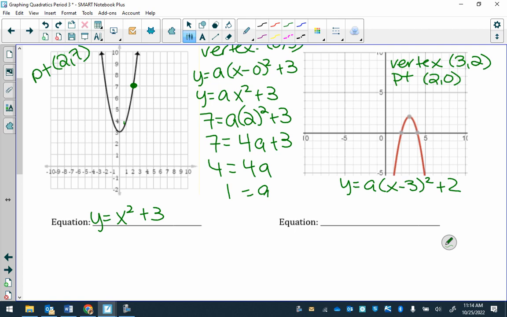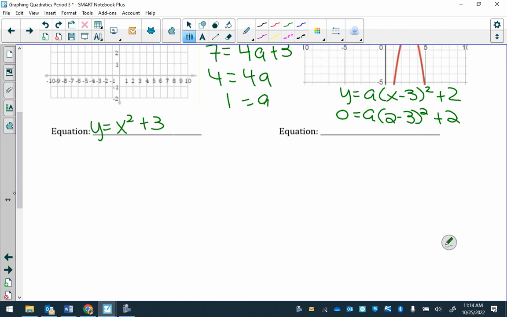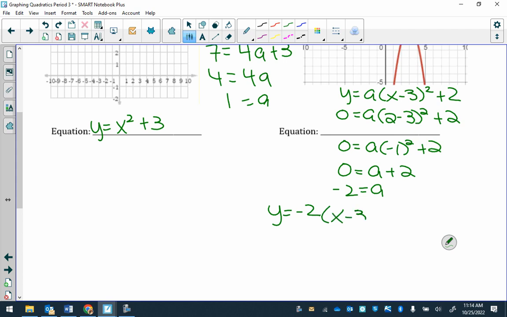Okay. Now we're going to substitute in one of the x-intercepts. So we have 0 equals a times 2 minus 3 squared plus 2. What does a equal? Negative 2. So our equation in vertex form is y equals negative 2 times x minus 3 squared plus 2. That would be our final equation.